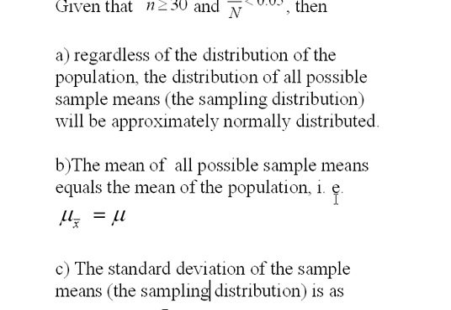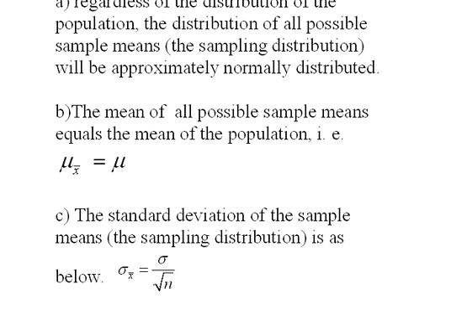The mean of all possible sample means equals the mean of the population, and we write it like this: mu of all the sample means will equal the mean of the population. And the third thing we can say about this sampling distribution is what the size of the standard deviation is. The standard deviation of that sampling mean, which is a normal distribution, will be the standard deviation of the population divided by the square root of the number in your sample.